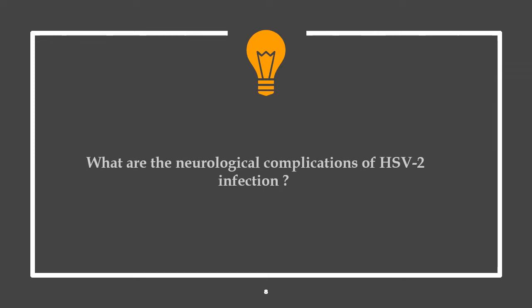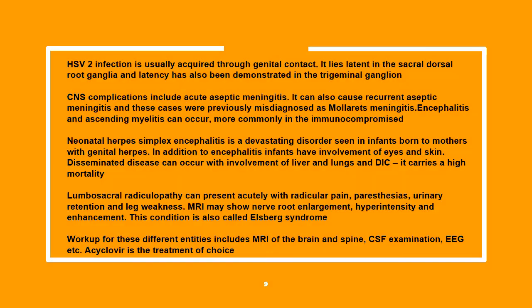What are the neurological complications of herpes simplex virus 2 infection? HSV2 infection is usually acquired through genital contact. It lies latent in the sacral dorsal root ganglia, and latency has also been demonstrated in the trigeminal ganglion. CNS complications include acute aseptic meningitis. It can also cause recurrent aseptic meningitis, and these cases were previously misdiagnosed as Mollaret's meningitis. Encephalitis and ascending myelitis can occur, more commonly in the immunocompromised.